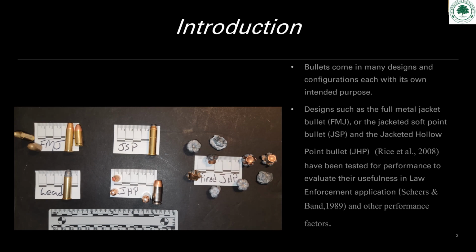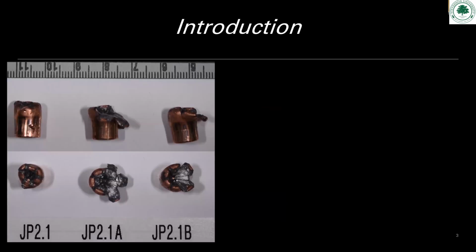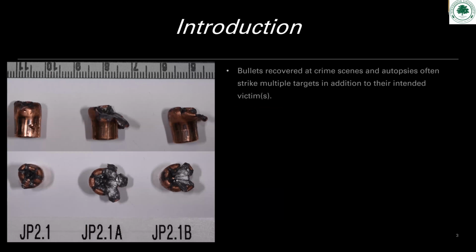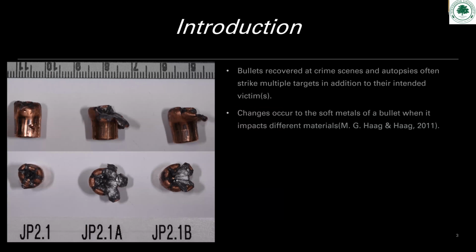They're usually used in law enforcement. To the right of that, we have fired jacketed hollow point bullets, and you can see some of them expanded nicely, some of them partially expanded. Some of them are severely damaged. They've stripped their jackets, and those are the things you're going to be finding at a crime scene. Now, bullets recovered at crime scenes and autopsies have often struck multiple targets in addition to their intended victims. So right here, we have a damaged bullet that's struck some targets.